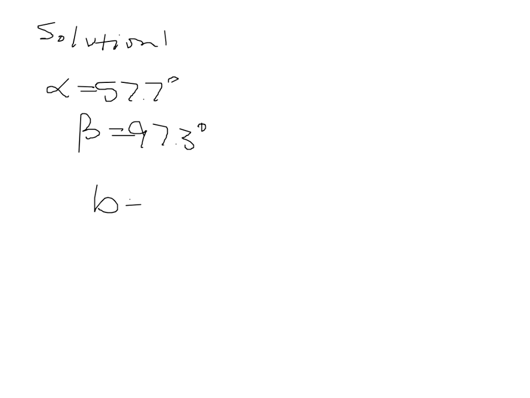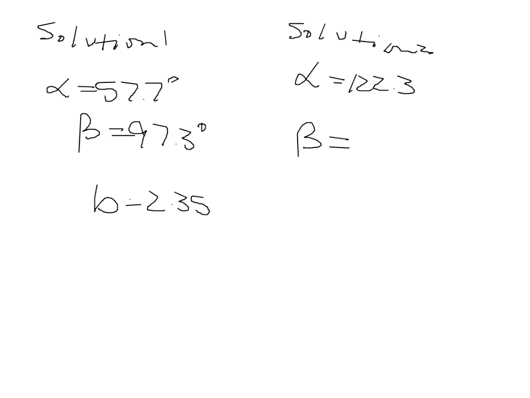So in summary, solution 1: alpha equals 57.7 degrees, beta equals 97.3 degrees, and B equals 2.35. Solution 2 has alpha equals 122.3, beta equals 32.7, and B is equal to 1.28.